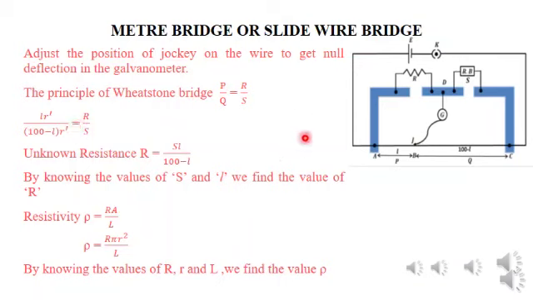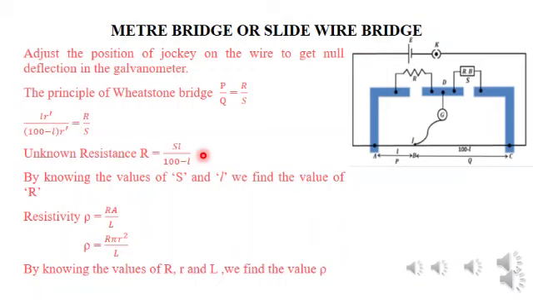Similarly, the resistance of Q is resistance per unit length R dash into total length of Q, that is 100 minus L. So Q can be replaced by 100 minus L into R dash. So the expression becomes L R dash divided by 100 minus L into R dash equals R by S. After cancelling R dash and rearrangement, the unknown resistance R equals S L divided by 100 minus L.